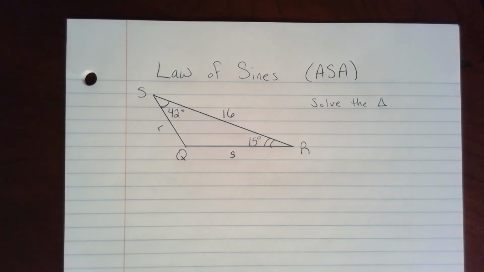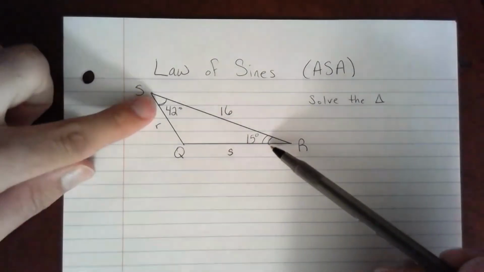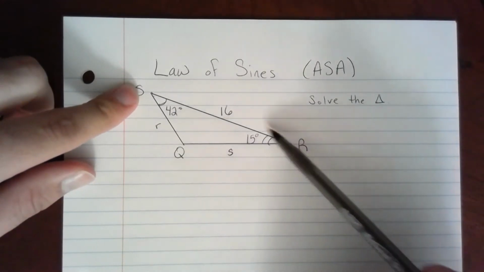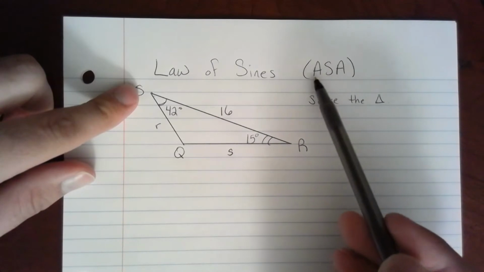Alright, this particular problem is only slightly different from the one before that I posted in my last video. In the last video we saw a problem set up that had angle, angle, side, where we had two angles followed by a side. Here we're provided with two angles, this angle S and angle R, and the side in between them, the side that's kind of sandwiched between the two. This is what we mean by angle, side, angle.